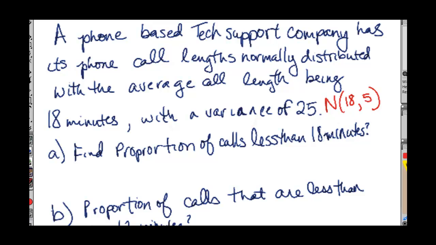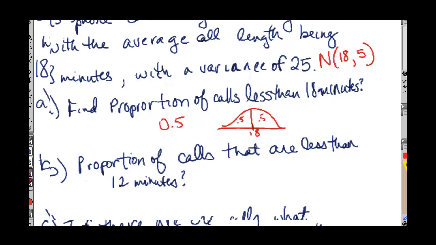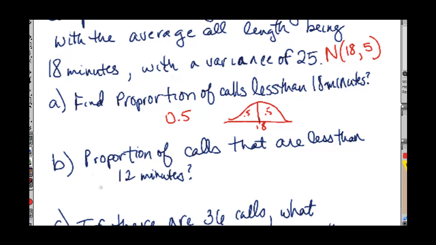If we want the proportion of the calls less than 18 minutes, you should recognize that 18 is the mean. You shouldn't do any calculations at all. You should put 0.5 immediately, because by definition the mean is equal to the median. That means whenever you have a bell curve, at that mean there's 50% below and 50% above. The next value is not the mean, nor is it one standard deviation or two standard deviations exactly away, so you can't use the empirical rule.